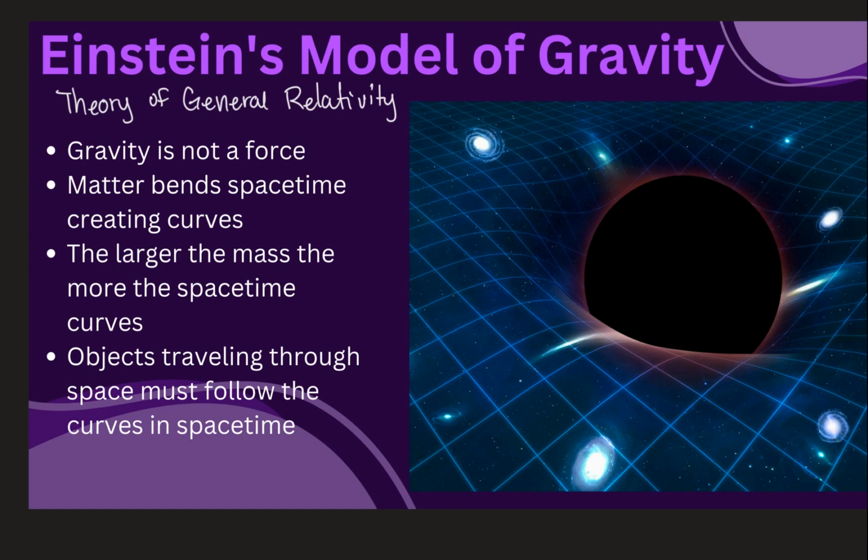This object here, which has lots of mass, is bending space-time. So matter bends space-time. The larger the mass, the more that space-time will curve. So it's creating these curves. And that means that any object that is traveling through this bent space-time will curve even though it's still traveling in a straight line. And this is very strange to think about, but we can kind of view this.